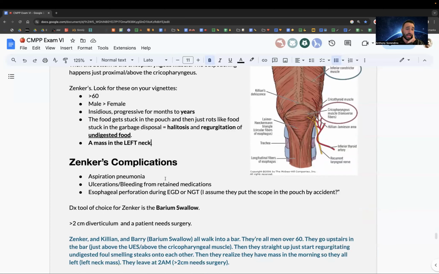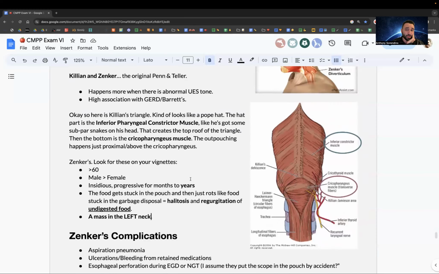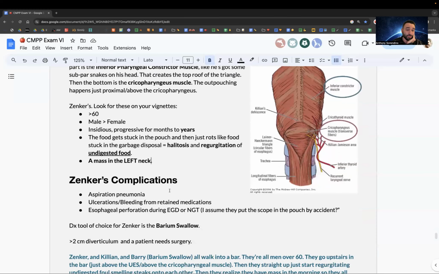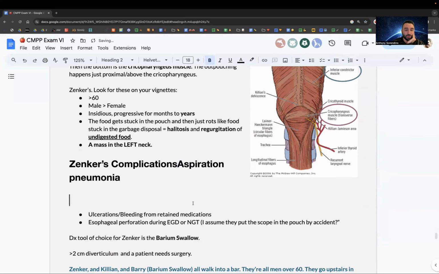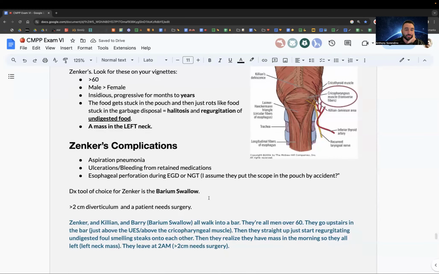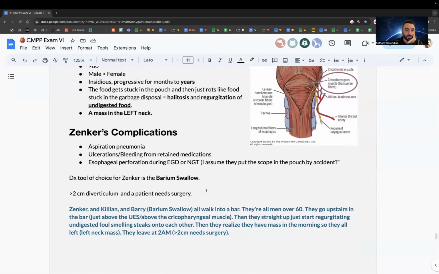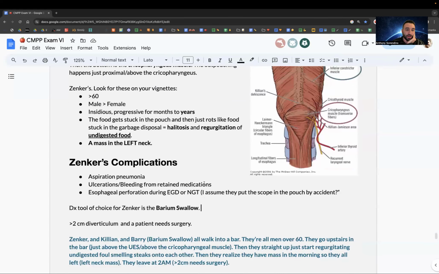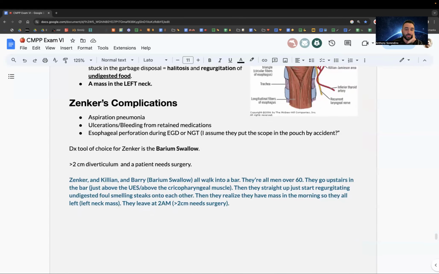Some complications here: aspiration pneumonia. If there's food getting lodged in this pouch, it can come loose, fall down, and go into the airway. If your medication, like an NSAID or an aspirin, gets stuck in this pouch, it can cause ulcerations or bleeding. And the diagnostic tool here is going to be the barium swallow. If you see a diverticulum, which is the outpouching, greater than 2 centimeters, your patient's going to need surgery.